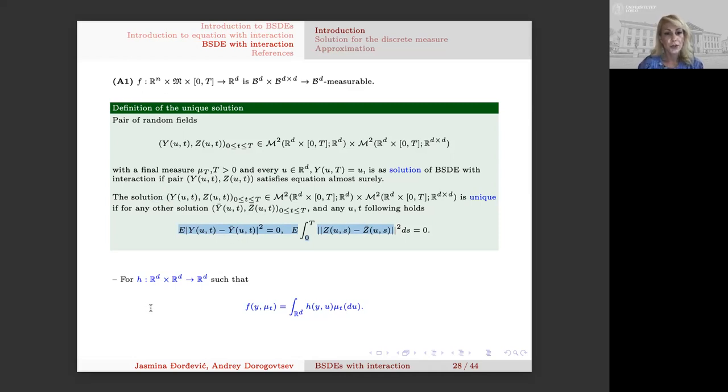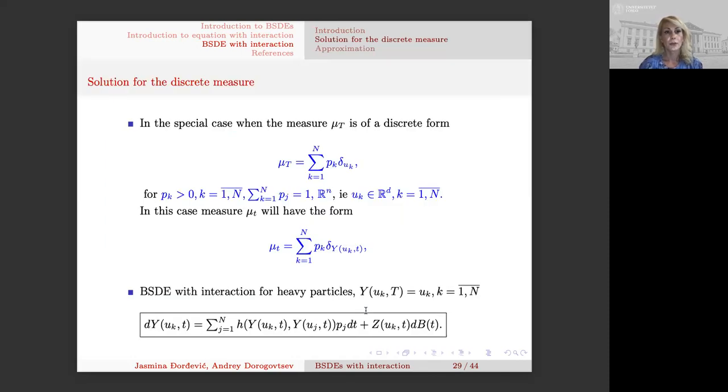We will restrict ourselves to the case when the drift function f can be represented as an integral of function h with respect to measure mu_t. First, we prove the existence for the simpler example, in the case of discrete measures. If the final measure mu_T is a discrete one, given with a sum, then the measure mu_t at some moment before capital T has the form of this sum, where u_k are now final conditions for any k from 1 to n.